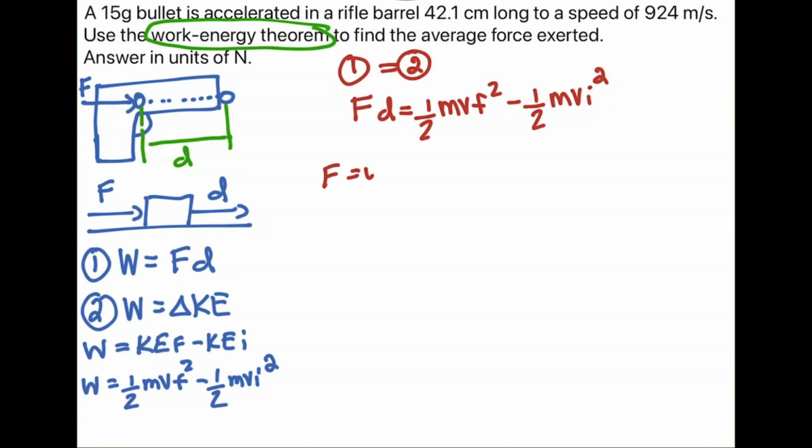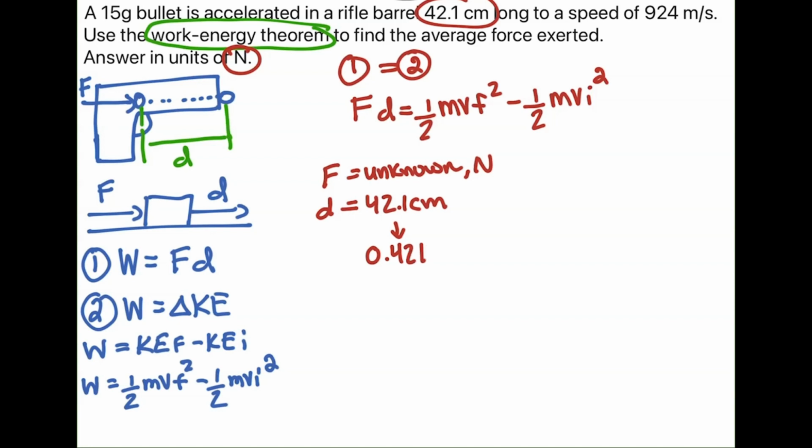So force, that is actually our unknown and what we're solving for. And its units are going to be in newtons. Displacement is right here, 42.1 centimeters. And because our units are going to be newtons, we actually need to convert our centimeters to 0.421 meters. The reason being that the units of newtons is kilograms meters per second squared.